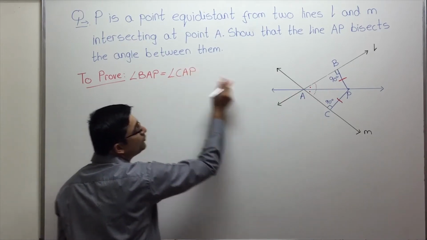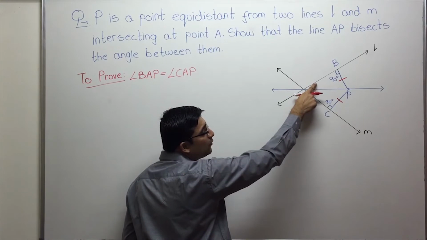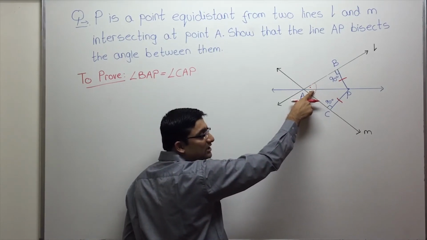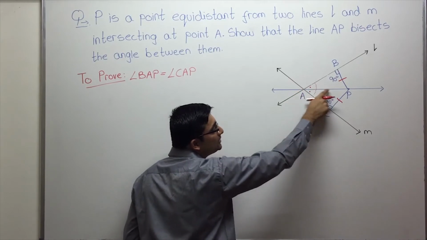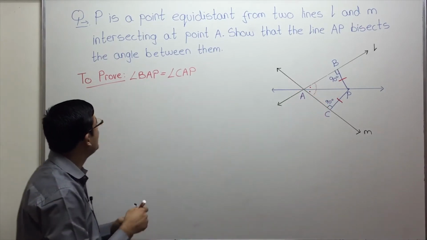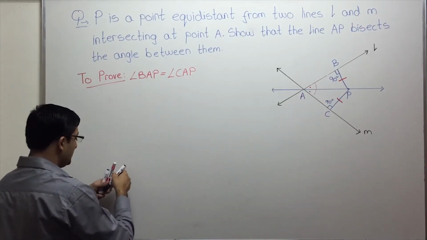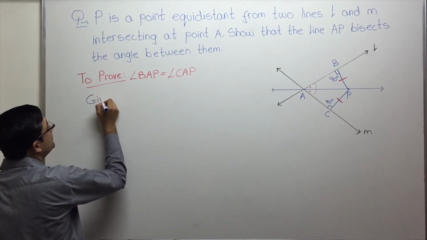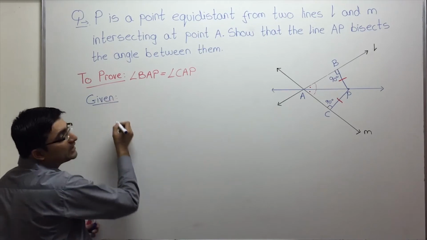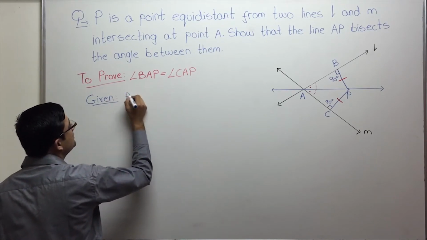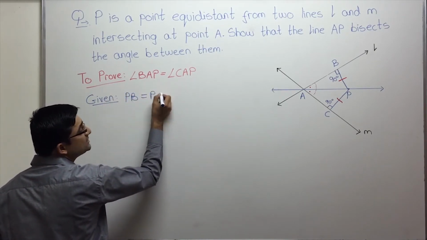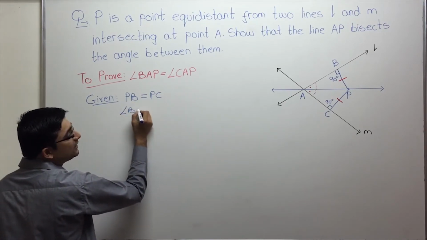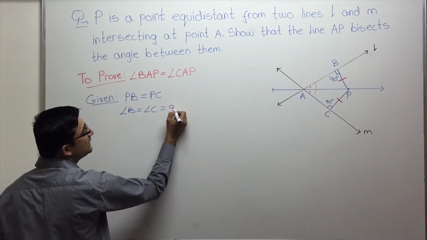How do we prove AP is bisecting this angle? What is to bisect the angle? Divide in two equal parts. So just show these two angles are equal, therefore AP is the angle bisector. Now, let's begin. We are done with to prove. Next, write down what is given to you. We're given that PB is equal to PC. This is given to us, and the two angles are 90, that is angle B is equal to angle C, that is 90.